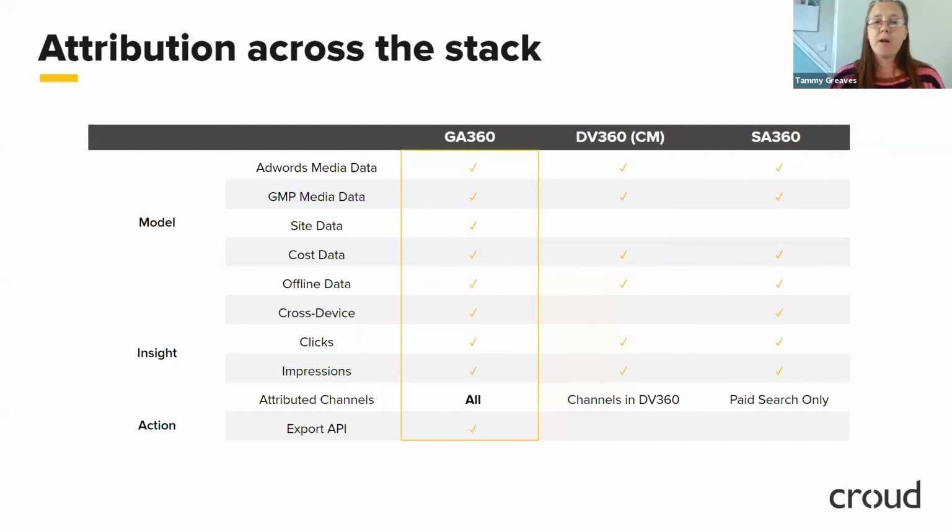Cool. So here we just have a comparison across the stack for the different platforms. The key thing here is that although there are attribution models within the other platforms like DV360 and SA360, it's only based on the data contained within those platforms. For SA360, you'd only be seeing your paid search activity, and for DV360, you'd only be seeing it based on the channels available in that. While with GA360, we can see all those different channels, so your organic, your direct, any CRM data or anything like that. We have that full visibility across the journey, as well as including the site data.